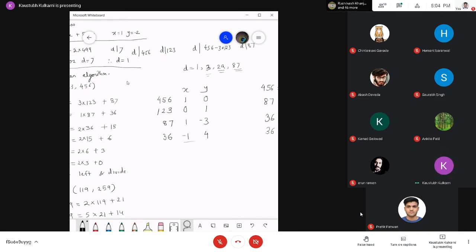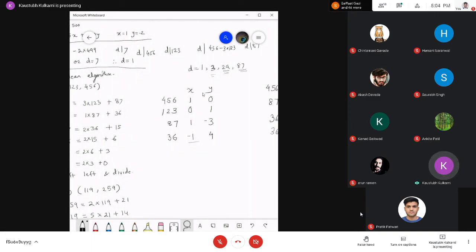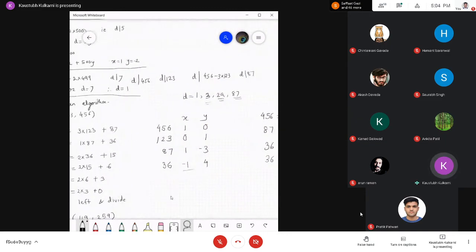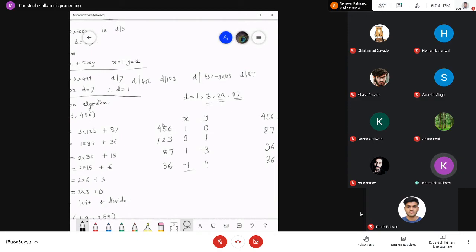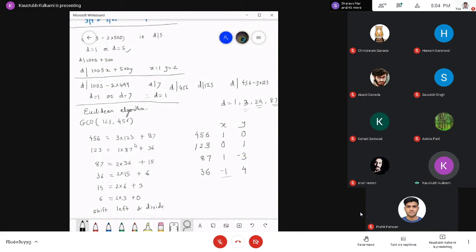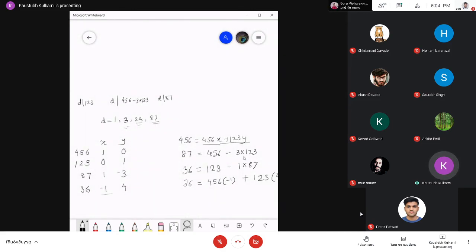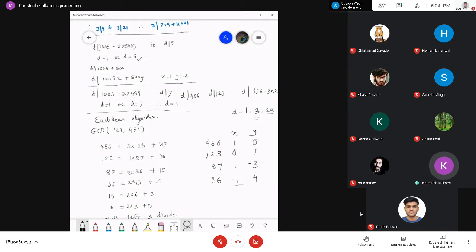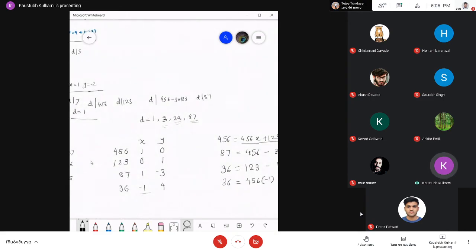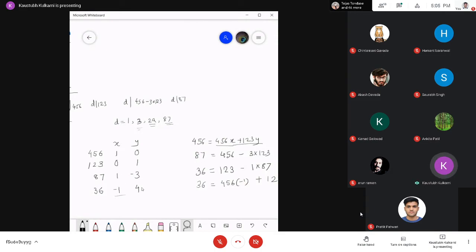Okay, so we are building this table. We want to find the values of x and y. The starting point is you write the greater number first, 456, and then 123. Write in this order only: the first one is the greater and the second one is the lesser. So for these, x and y are obvious, 1, 0 and 0, 1. Now for 87, you can find it directly from here: 456 minus 3 into 123. We took 3 into 123 to the other side. We express 87 as 456 into x plus 123 into y. Now, as you can directly see, x is 1 and y is minus 3.